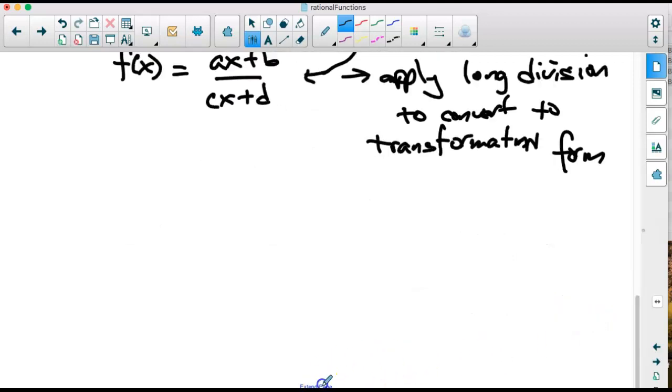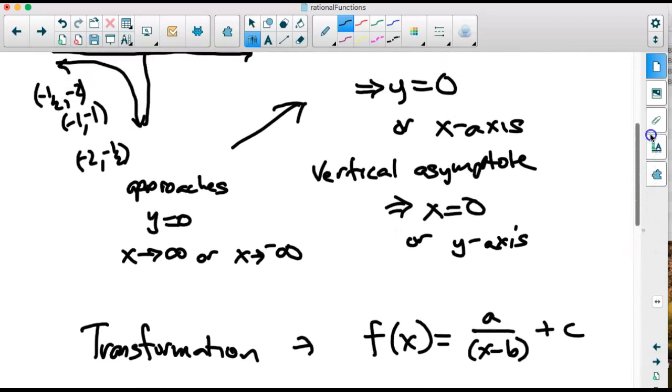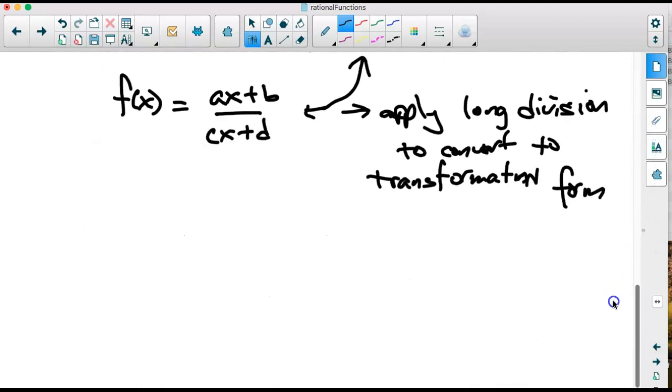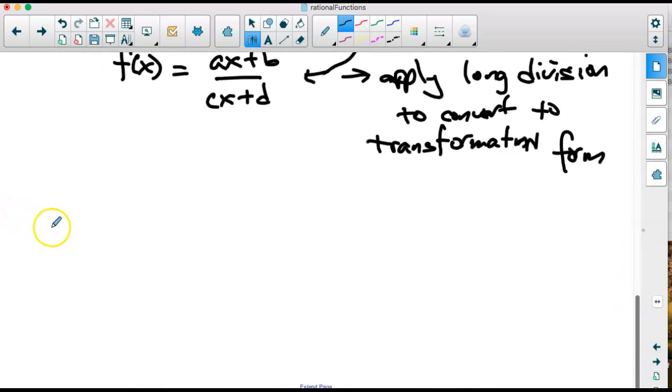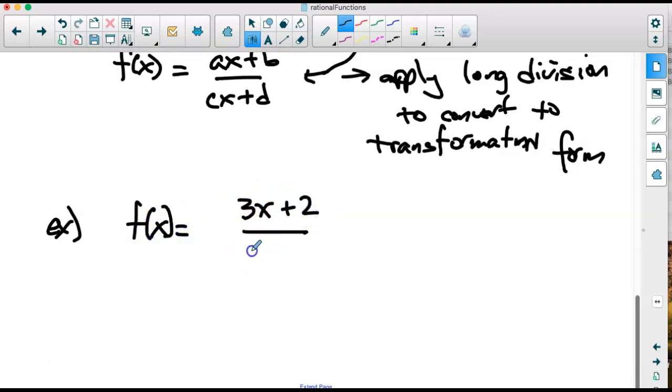Okay, so if we see a problem like this, where we have a linear function over a linear function, then that's going to be the same thing as a transformation of this graph. Okay, so let's look at an example of this type. f(x) equals (3x + 2) over (x - 5).